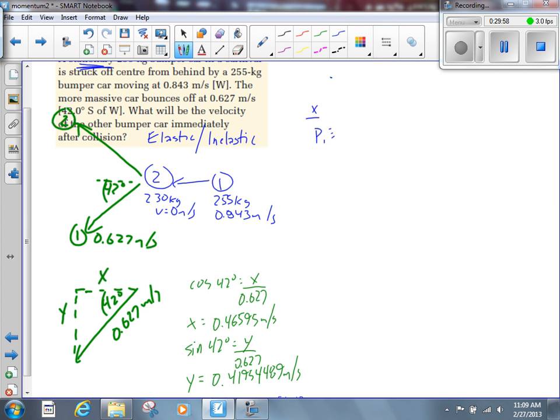Pi is equal to Pf. There's two objects before, and there's two objects after. M1 is 255. What's V1i for the x component? Emma, what's V1i for the x component? The initial velocity of object number 1, horizontal. Not 0.46, no. Initial. Good, 0.843. But we're going to make it negative because it's to the left.